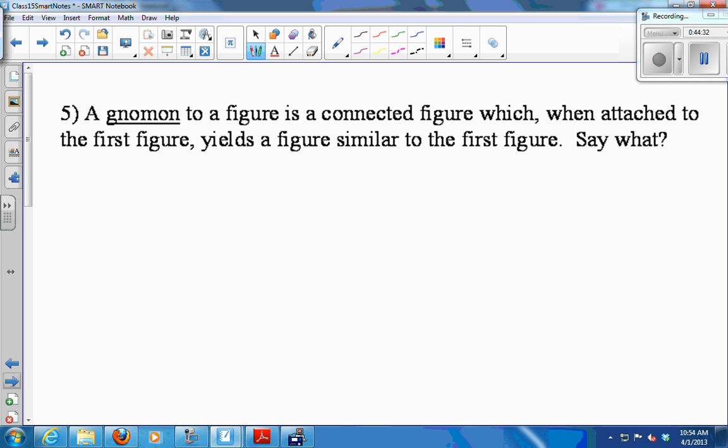Okay, so we did this little review of similarity to help us understand this new concept of something called a gnomon. It's pronounced gnomon. A gnomon to a figure is a connected figure, another figure, which, when attached to the first figure, yields a figure similar to the first figure. What? Right.